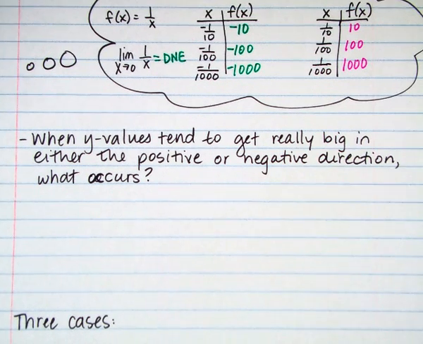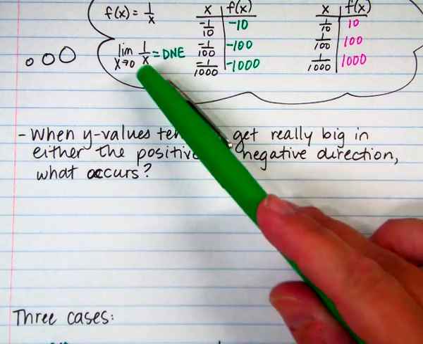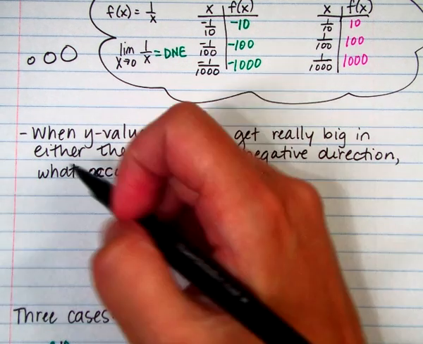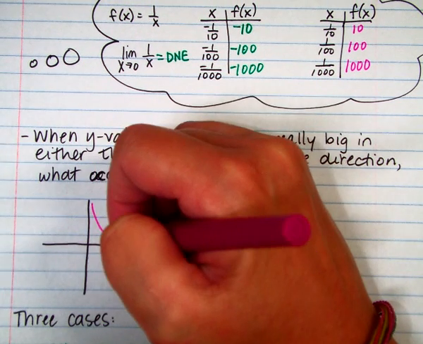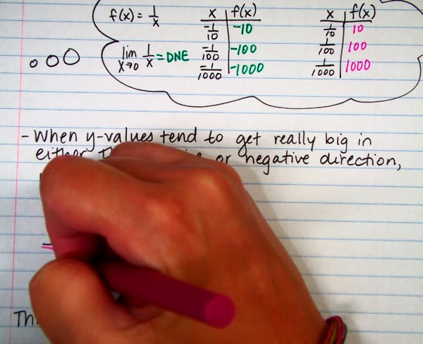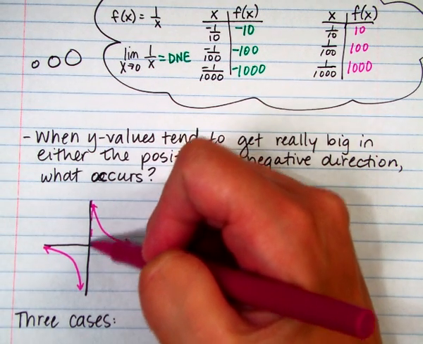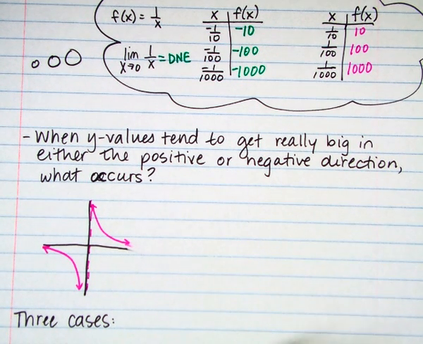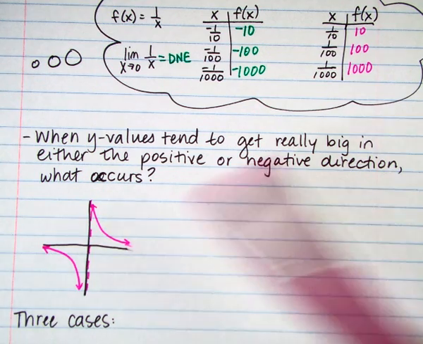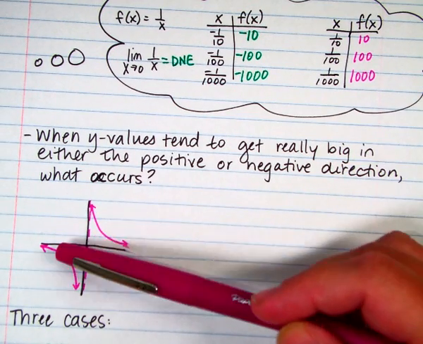Okay, so we have this here. It says, when y values tend to get really big in either the positive or negative direction, what occurs? So think about the function 1 over x. What's going on in that function typically? Can you draw it? Hopefully this is one of those functions that you have memorized, and you know that it would be in this quadrant here, and then in this quadrant down here. And so of course at 0 we have this vertical asymptote. And since we have an asymptote there, usually that means that we're going to write does not exist, specifically in this case because one side heads upward and one heads downward.